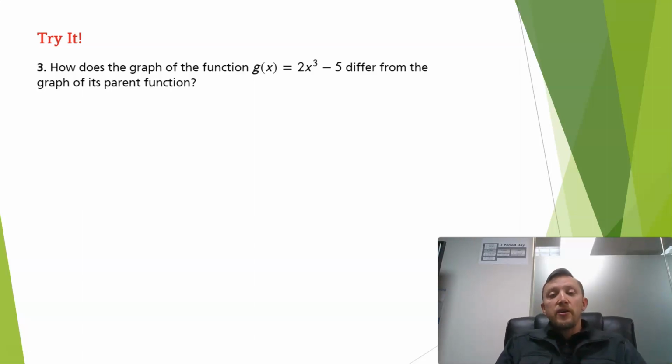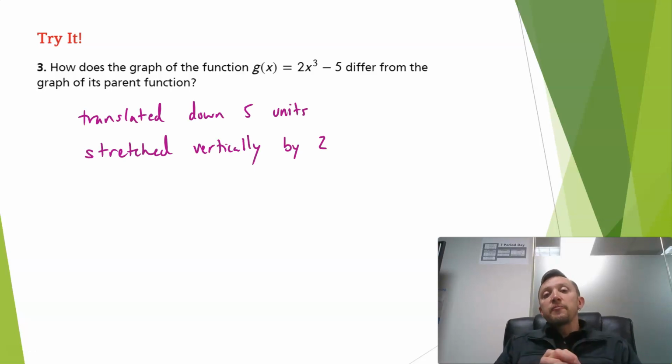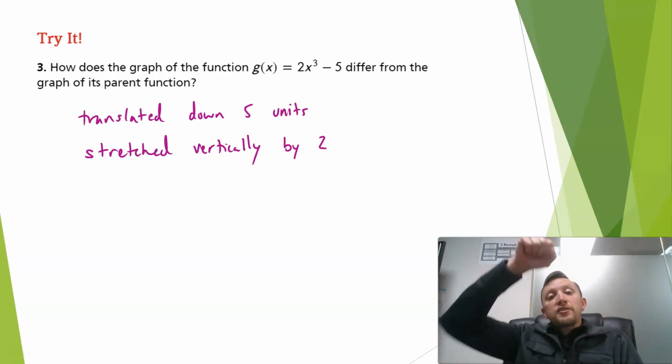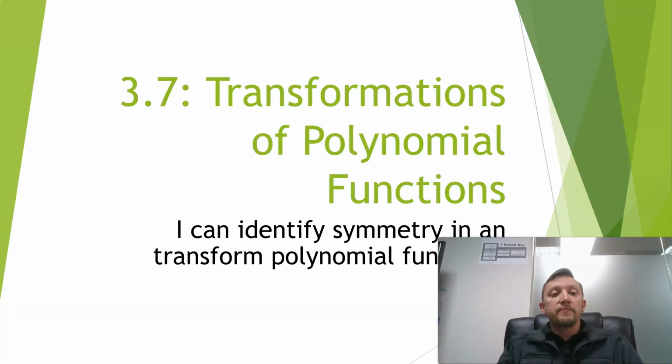All right, let's see how you did. You should have said something like this. And again, if you said it in a different order, it's totally fine. So here this graph would be translated down 5 units, and the 2 in front means that it would be stretched vertically to be twice the size.